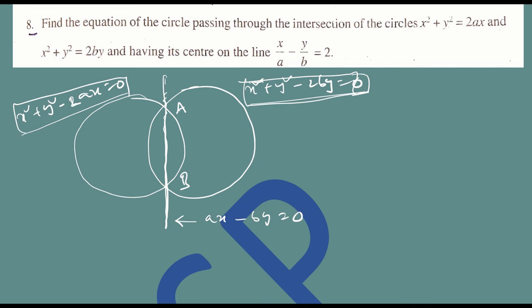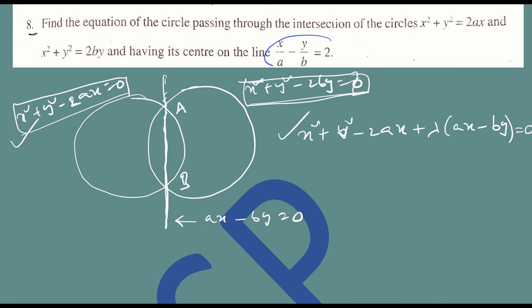Therefore, the required circle is of the form S plus lambda L equal to 0. I am taking this as S. So x square plus y square minus 2ax plus lambda times (ax minus by) is equal to 0. And now among these circles, we want that one whose center lies on this. Okay, so let us find lambda using that condition.